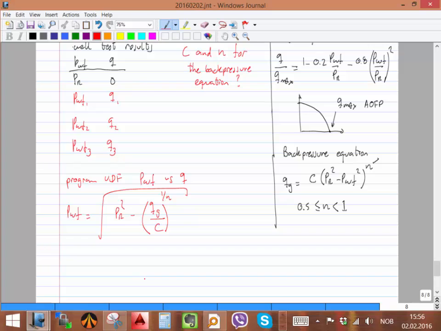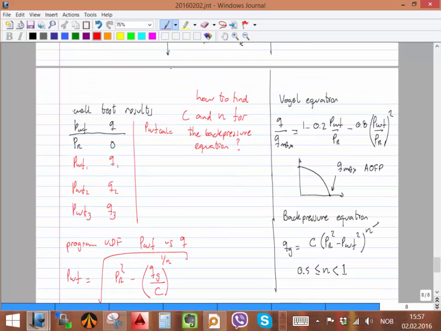So then you can create here another column, and you say PWF calculated with my back pressure equation. You define your inputs somewhere up in your Excel sheet. You say C equal to an initial value and N equal to an initial value. Then for each one of these rates, you calculate how much the PWF is: PWF1 calculated, PWF2 calculated, PWF3 calculated. And then what do I have to use? The solver, to change these two until these two are the same.